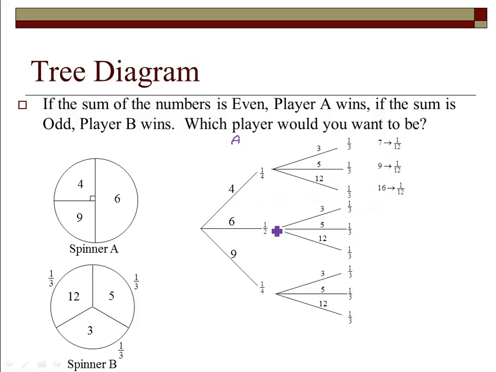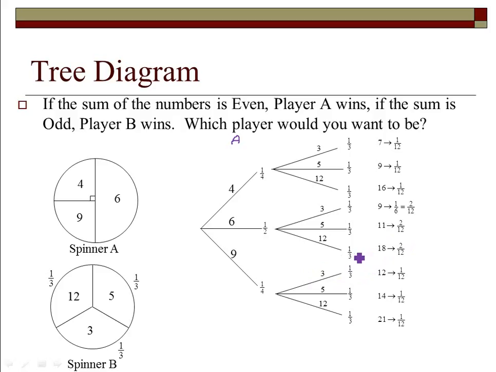Now I've got 1/2 times 1/3. So 6 plus 3 gives me a total of 9. That's going to happen 1/6 of the time. But again, I'm going to change to 2/12 just to make it a little bit easier to add my fractions. 6 and 5 is 11. That happens 2/12 of the time. And then 1/2 times 1/3, again, this would be 1/6 or 2/12. I get 6 plus 12 is 18. On the last column, 9 plus 3 is 12. That happens 1/12 of the time. 9 and 5 will give me a 14 as a sum. That's 1/12. And 9 plus 12 is 21.